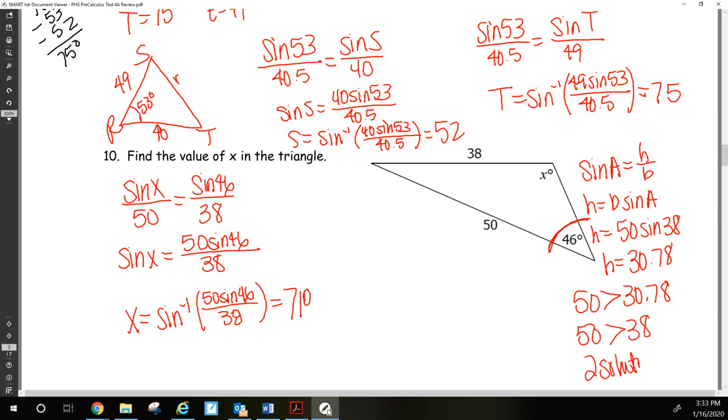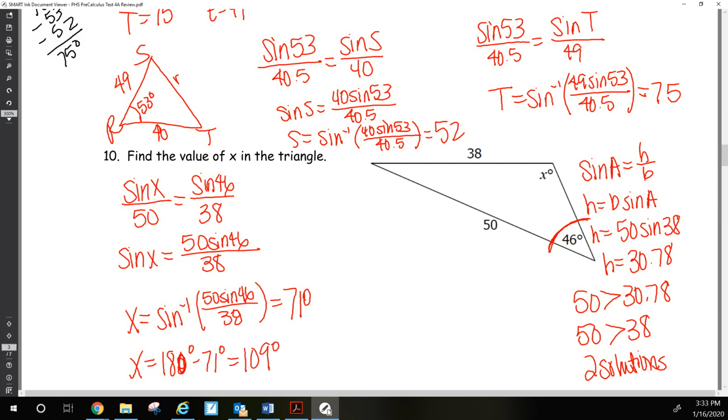And so someone was asking me, do I have to calculate that every time? Not for what we're doing and not for standardized tests. You're going to have multiple choice tomorrow. But keep in mind, because it has two solutions, this might be your answer choice. But if you don't see this, don't be freaked out. Remember the other possibility is 180 degrees minus 71 degrees, which is 109 degrees.